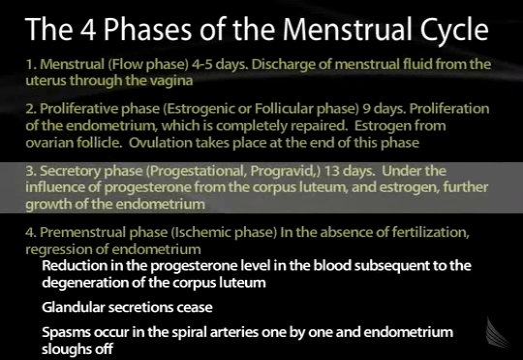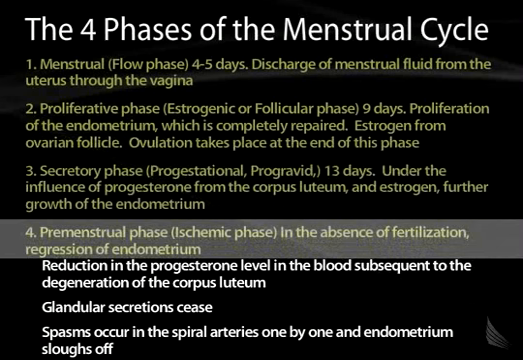When it gets to the secretory phase, this is the progesterone heavy phase, also known as progravid phase, and this is typically 13 or 14 days, and it's under the influence of progesterone from the corpus luteum, and then the estrogen as well from the thecal cells. This will develop further growth of the endometrium and prepare it for potential implantation.